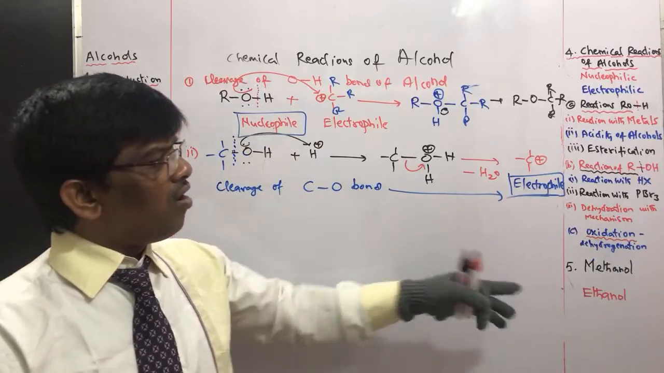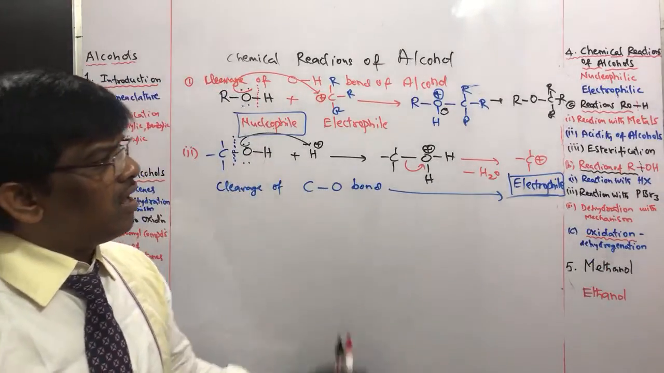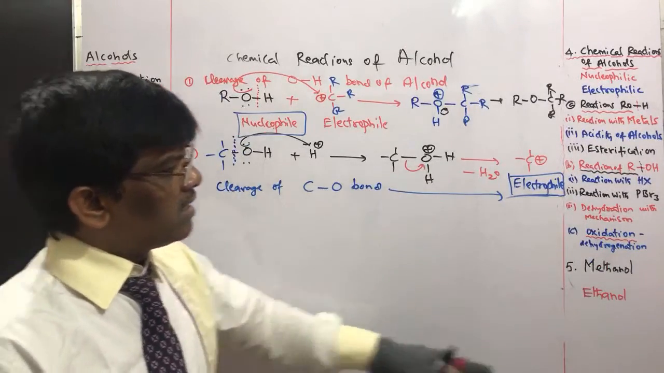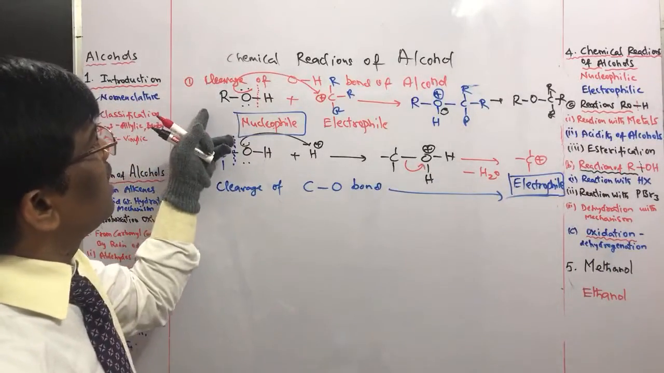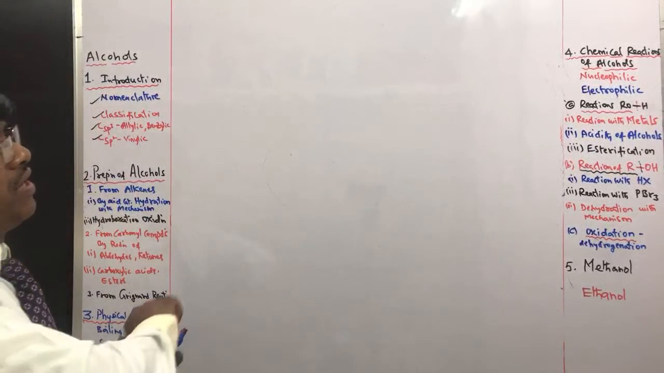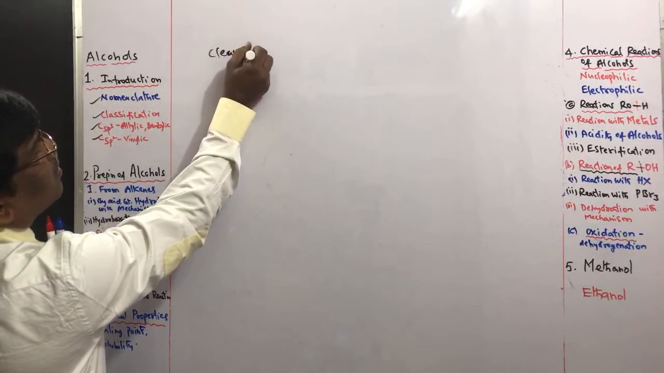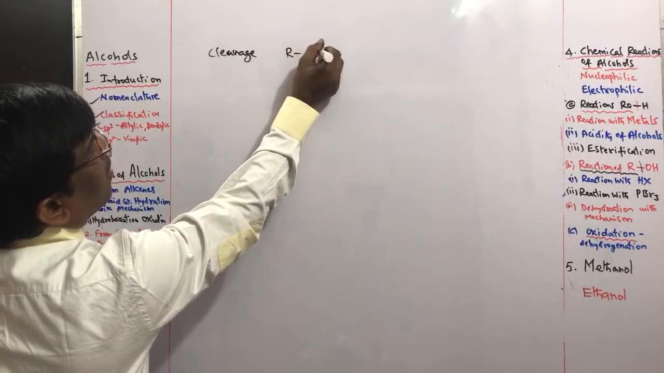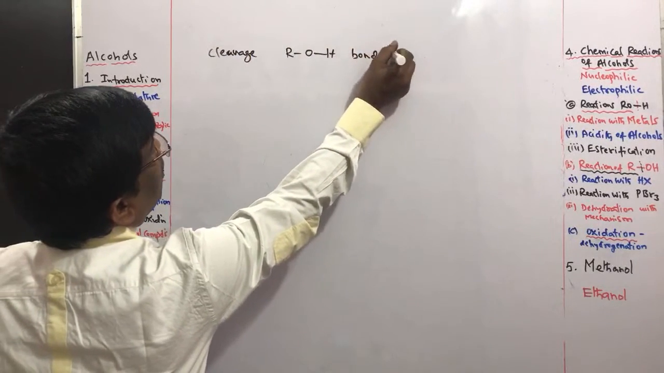Yes, and oxidation followed by dehydrogenation. So these are all the reactions we are going to conduct. Let us see them one by one. Reactions, cleavage of the OH bond. Yes students, so the first criterion is cleavage of the oxygen-hydrogen bond of alcohols.